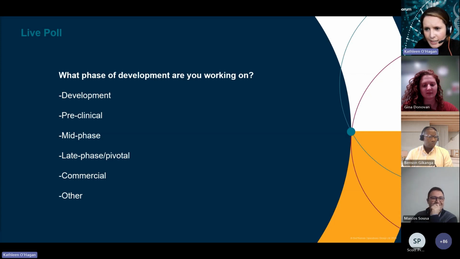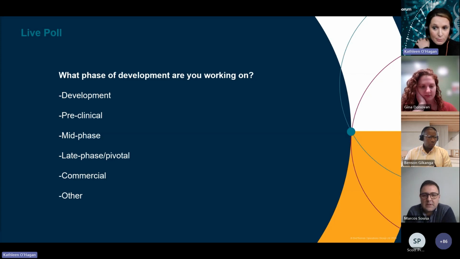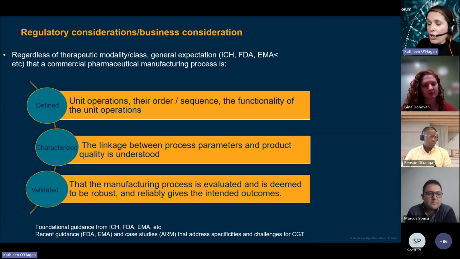And then in terms of phase, again, mostly early phase, I'd say. So we've got 19% development, 22 preclinical, 24 mid phase, 18 late, and then 11% commercial. So thanks for that, guys. That'll give us a sort of a good indication of the makeup of the audience.